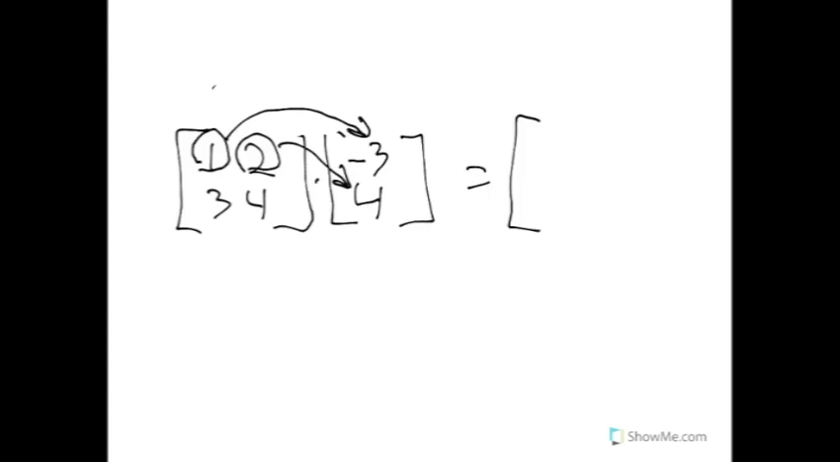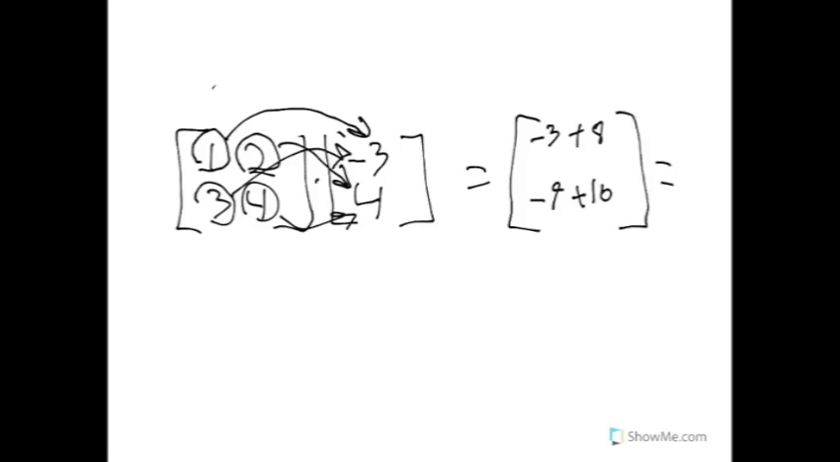So that would give me -3, that's 1 times -3, plus 8. And then I would do the same thing down here, 3 times -3, and 4 times 4. So 3 times -3 is obviously -9, and 4 times 4 is 16. Right, and then of course if I just carry that through, I've got 5 and 7. And of course 5 and 7 we remember from before. This is a 2 by 1 matrix, but it is also the original answers to the system of equations that we had before.